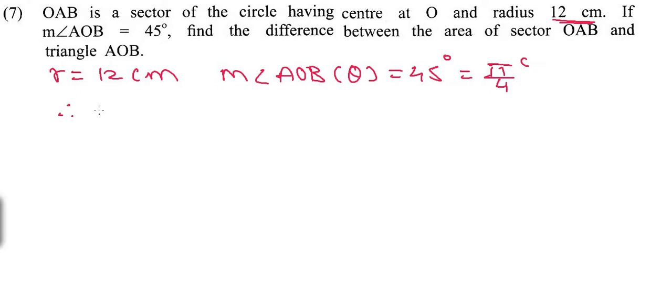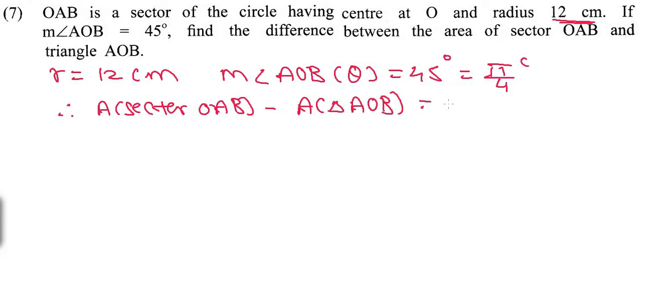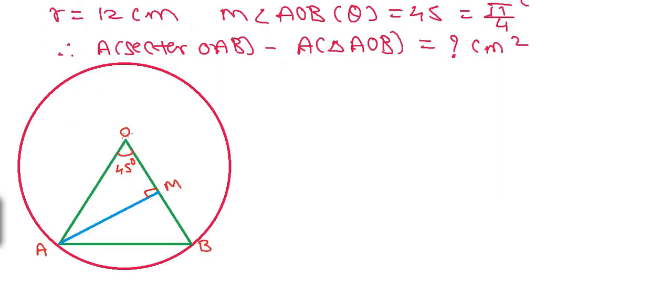So we need to find the area of sector OAB minus area of triangle AOB. Now for this we should draw a detailed diagram. So first we will draw the diagram and then we will continue. This is the circle with center O. This is center O and this is sector OAB, and angle AOB is equal to 45 degree.